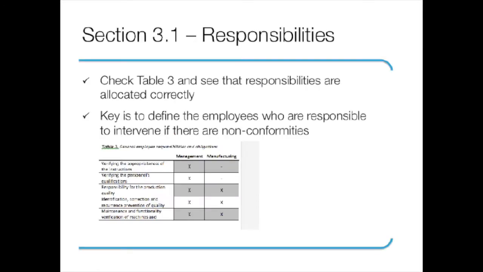After you've filled out the organization chart, make sure that the responsibilities in the table below are correct. Here the key is to make sure that you define the employees who are responsible to intervene if there are non-conformities. It's recommended that you authorize, and at the same time require, every single employee to intervene if there are any major non-conformities. In a way, we have included this table just to support what we will do in the file Personnel Qualifications and Organization.